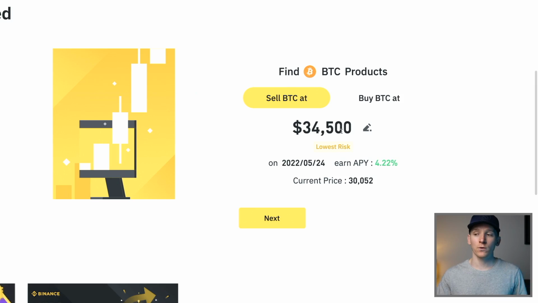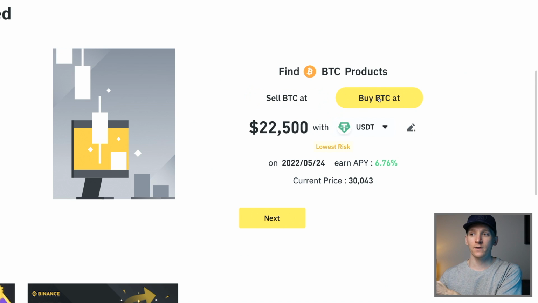Now, the opposite side of that is if you have dollars and you want to earn yield on dollars. But obviously the downside of this is if the price reaches a level where the other person wants to sell you Bitcoin, you actually have to swap your dollars into Bitcoin. So if we go to buy BTC, you'll see that we change here to now either using USDT or BUSD.